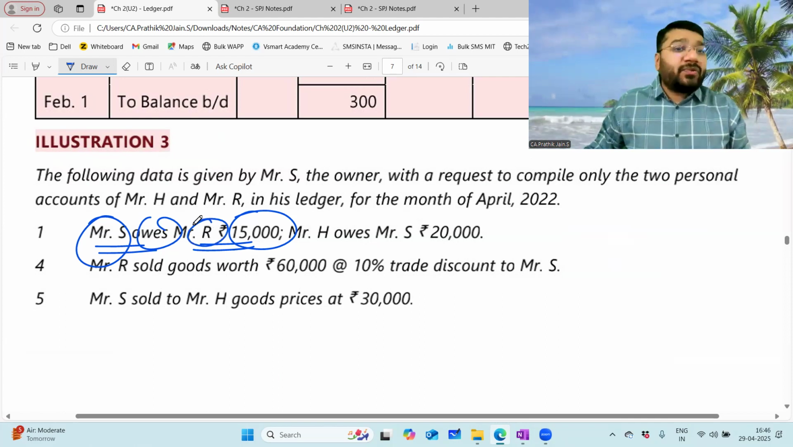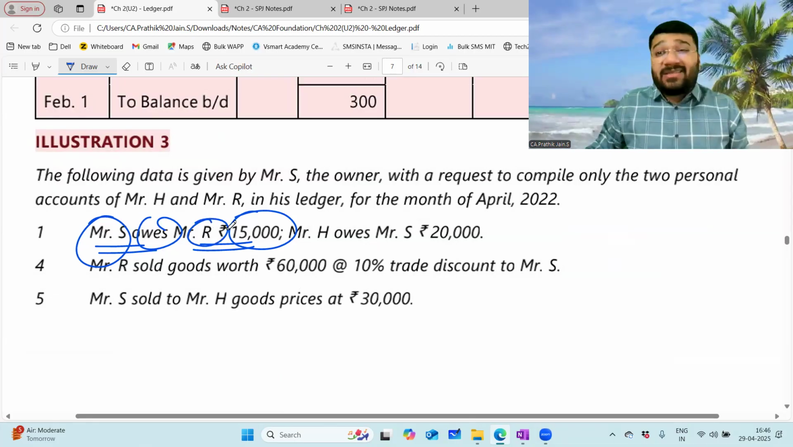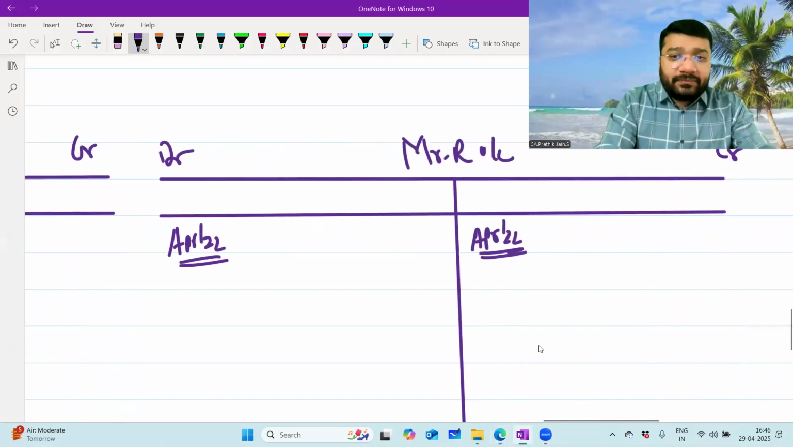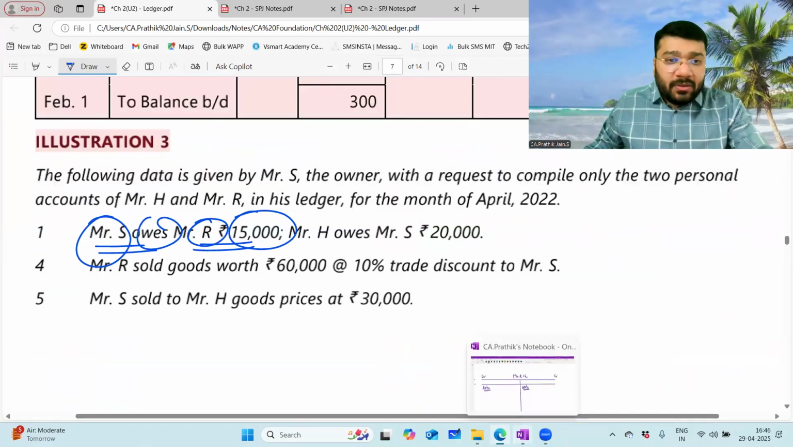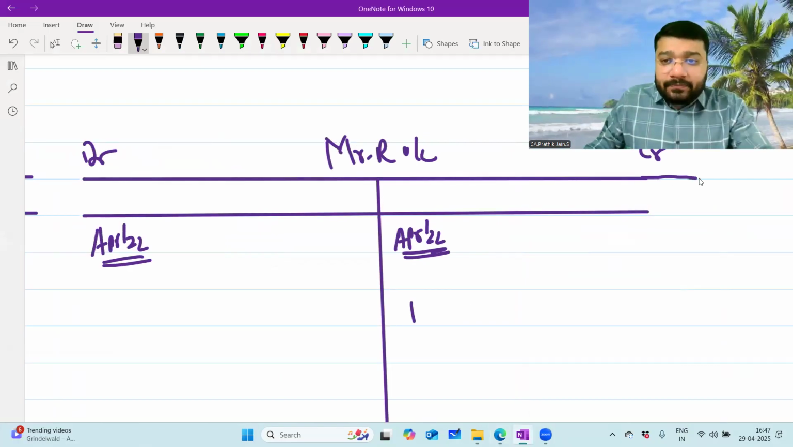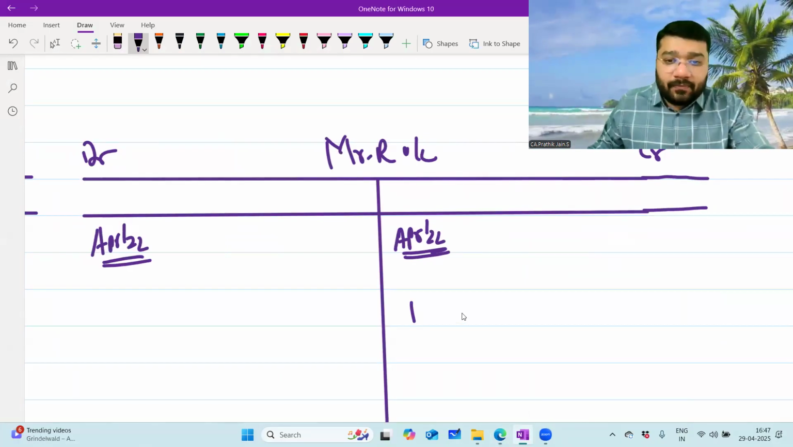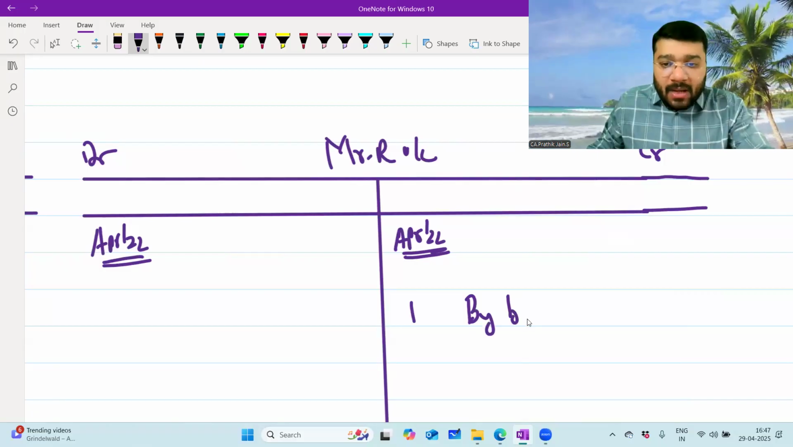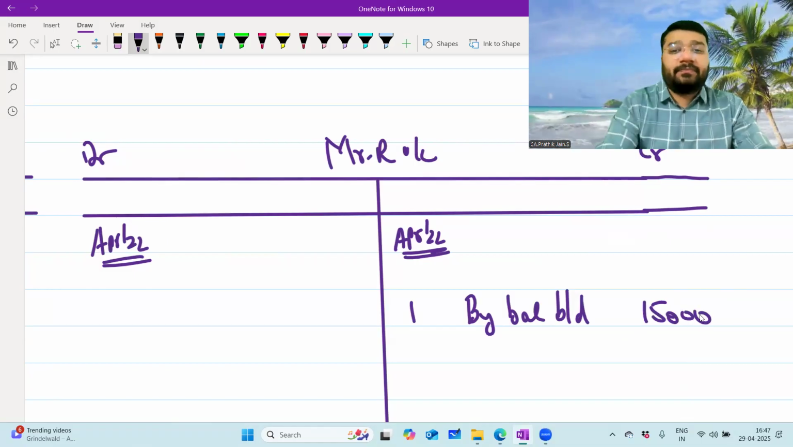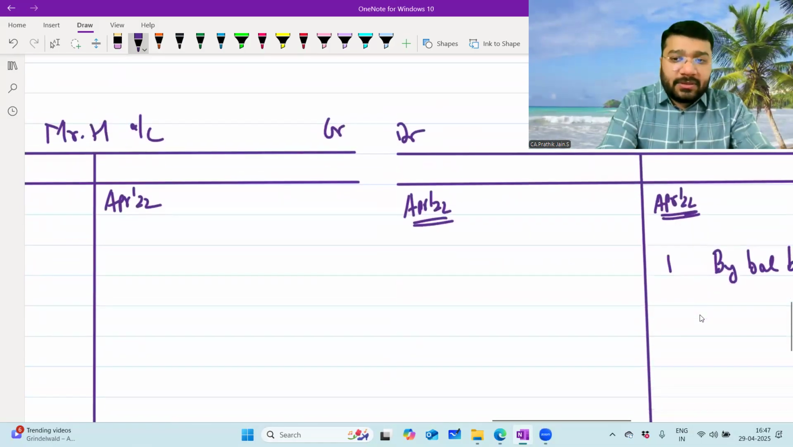So he's a liability. So can I say R being a liability, the balance brought down will come on debit side, or will come on credit side? Credit side, sir. R. So on first, by balance brought down. By balance brought down is how much? 15,000. Any problem in this? Online people, any problem in this?